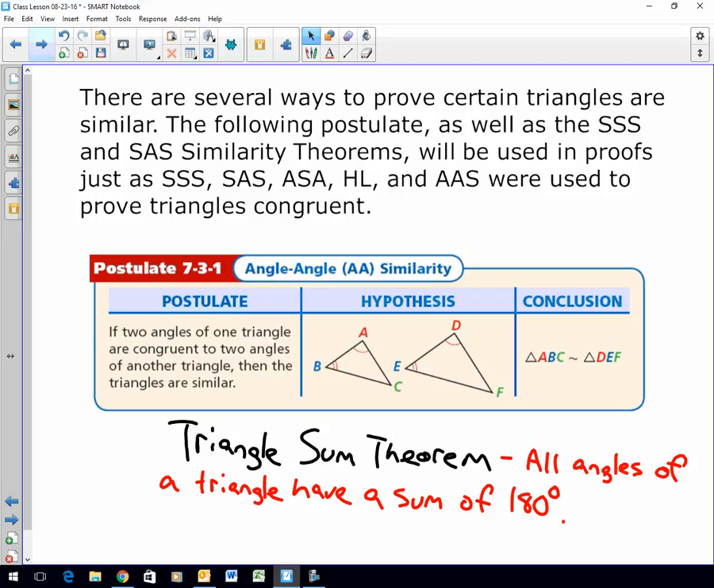Do we need any clarification on that? All right, so we have to know that in order to know why our angle-angle similarity is true, because once angle A and D are congruent, and once angle B and E are congruent, the only possible result is that F and C are also congruent. That's called the third angle theorem. That will be there later.